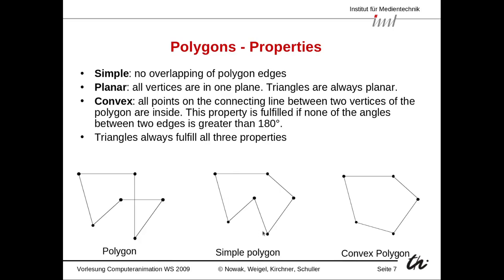So when you connect those 2 points, then the connecting points are outside the object. So that means it's not convex. Here we have a convex polygon. All connecting points are inside or on this connecting line. Because of simplicity, most often we use triangles.